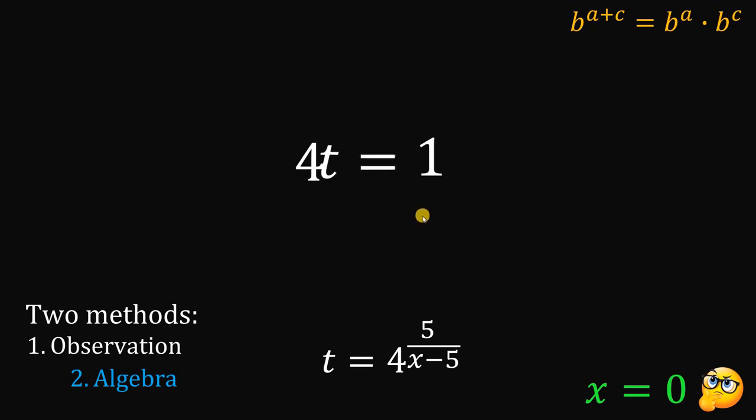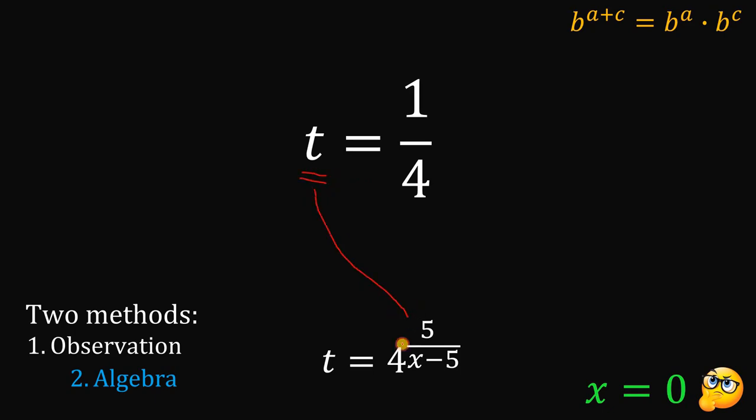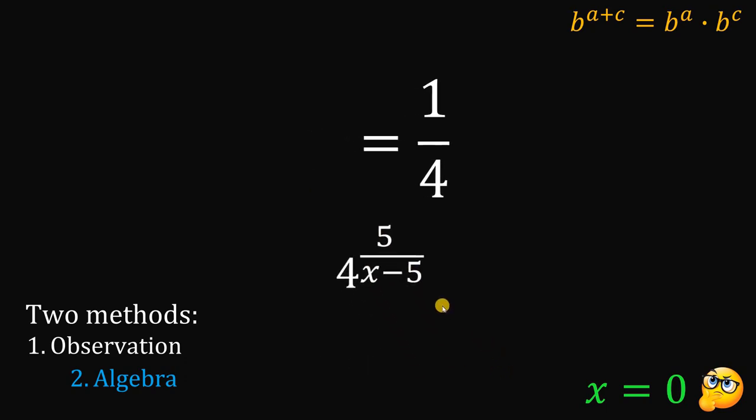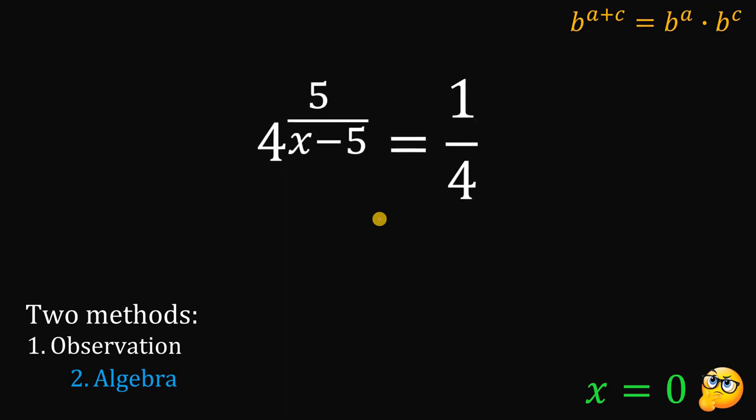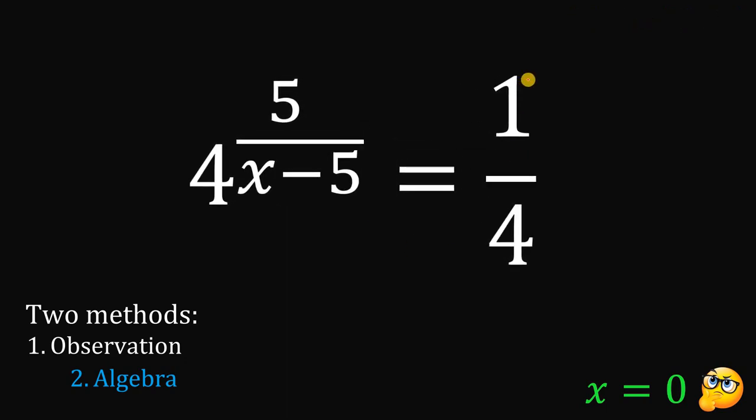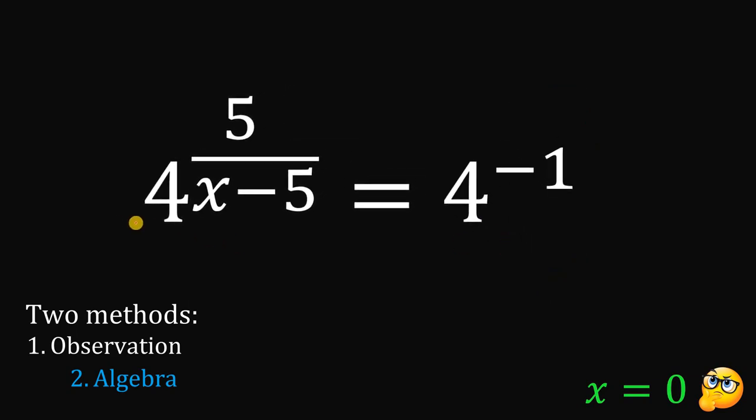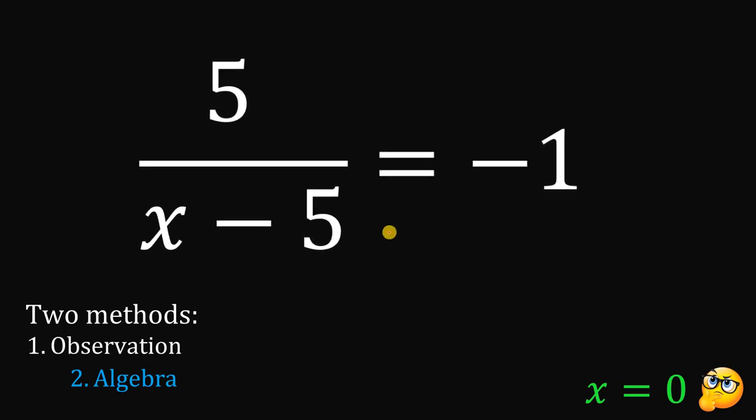Let's divide both sides by 4, and we get that the value of t must be equal to 1 over 4. And also take note, t must be equal to 4 raised to the power of 5 over x minus 5. Now, let's focus on this equation and let's solve for the value of x. 1 over 4 can be written as 4 raised to the power of negative 1. Now, we have equal bases. So, we can say that their exponents must be equal. So, 5 over x minus 5 equals negative 1.